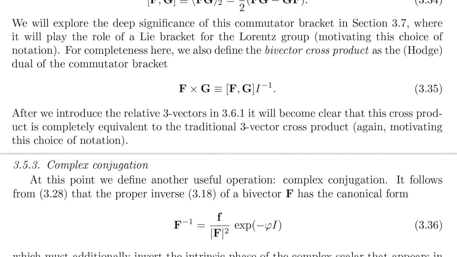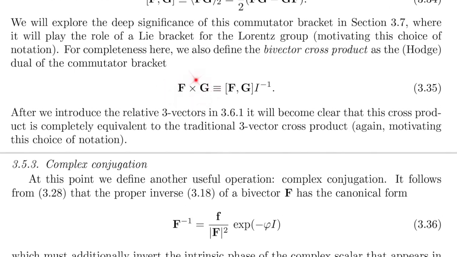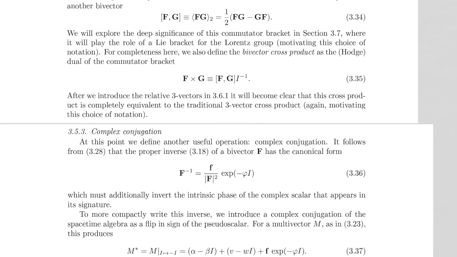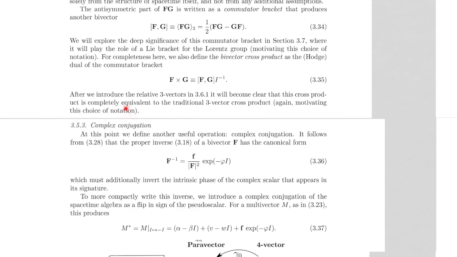But they are defining this bivector cross product as the commutator between the two bivectors, right, multiplied by the inverse pseudoscalar, right? And they didn't apply it, but they then said, after we introduce the relative three-vectors, it will become clear that this product is completely equivalent to the traditional three-vector cross product, which is why they're choosing this notation. So that's what we should now be expecting. If we had remembered this, we'd be all excited.